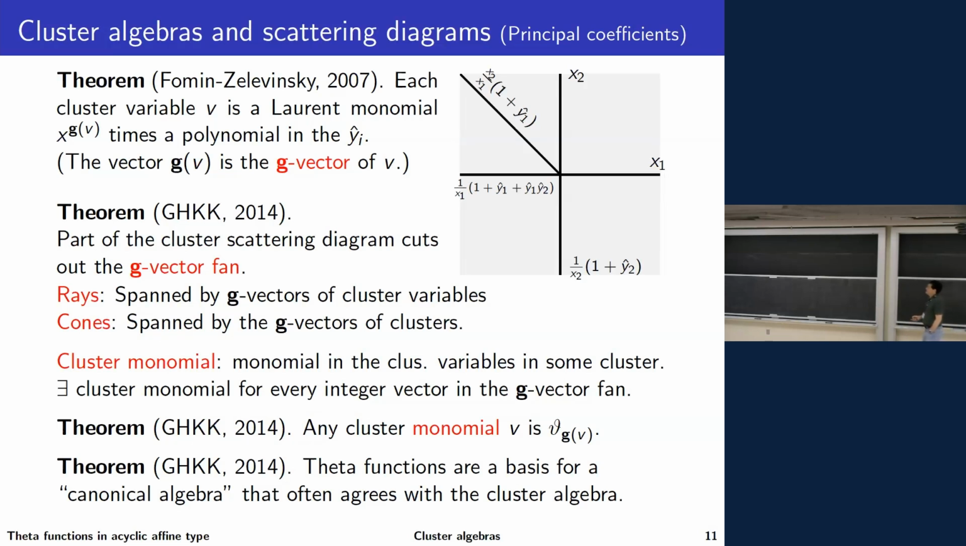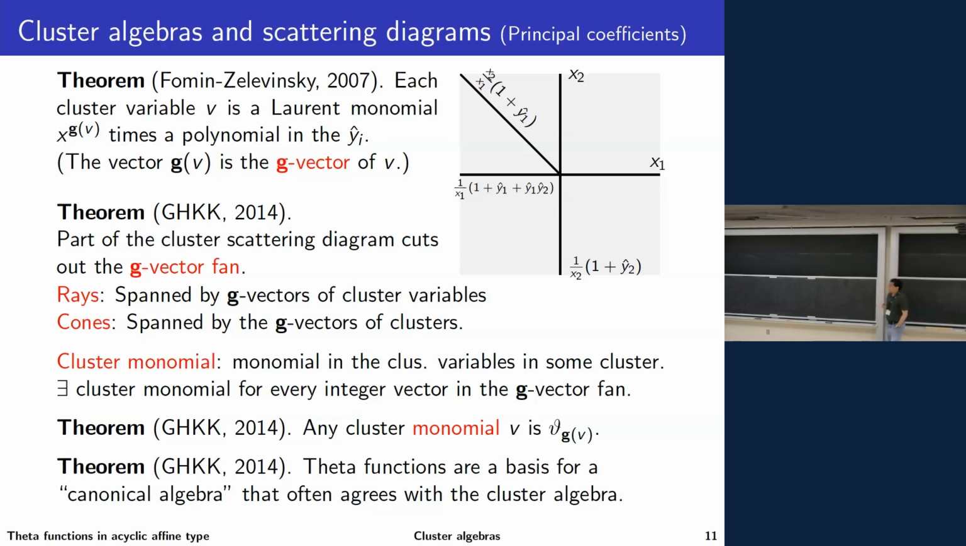First of all, this is not having to do with scattering diagrams yet, but a theorem of the cluster algebra says that each cluster variable is a Laurent monomial in the x's. I'll write the variable's v, so I'm going to write x to the g of v. G of v will be called the g vector of v, times a polynomial in the y hats. That's just good basic knowledge about what these things look like in principal coefficients, or really in other coefficients. You can do more or less the same thing.